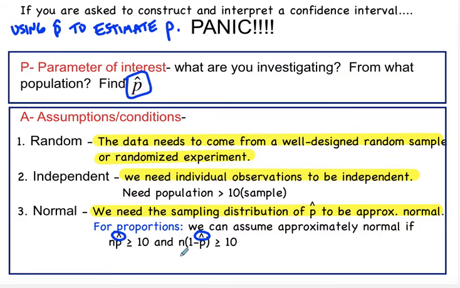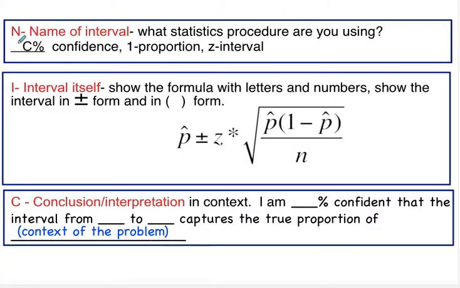If all your conditions work, then you can move on to N. So P is stating your parameter of interest. A is your assumptions, your conditions. N is stating the name of your interval. Now we're going to learn about a lot of different intervals for the rest of the semester. This is the first interval you're learning about.